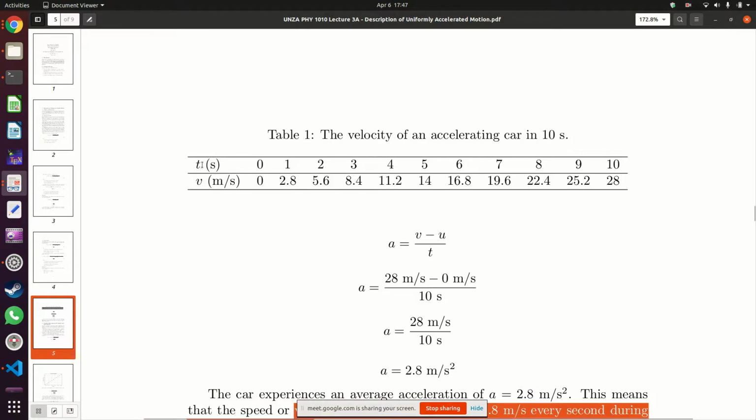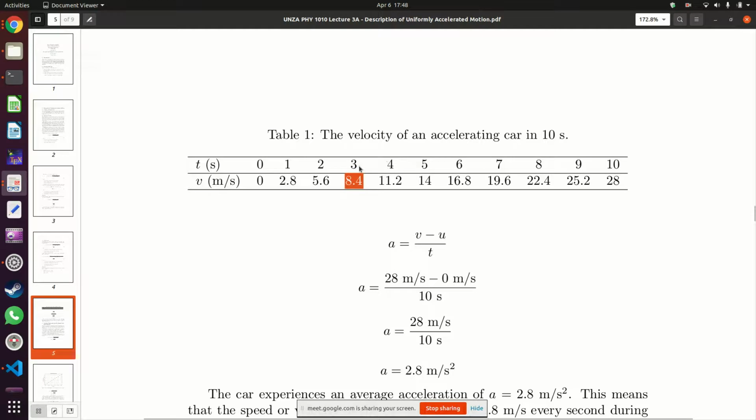And here we have a table. t, time in seconds, then v, the velocity in meters per second. Here we've got 0, 1, 2, 3, 4, 5, 6, 7, 8, 9, 10. So these are the 10 seconds of the car, and the velocity will be increasing by 2.8 meters per second. When the time is 0, the velocity is 0. When the time is 1, the velocity increases by 2.8 meters per second, so now it becomes 2.8. At 2 seconds, it increases by another 2.8, so it will be 5.6. At 3 seconds, it increases by another 2.8, from 5.6 to 8.4.